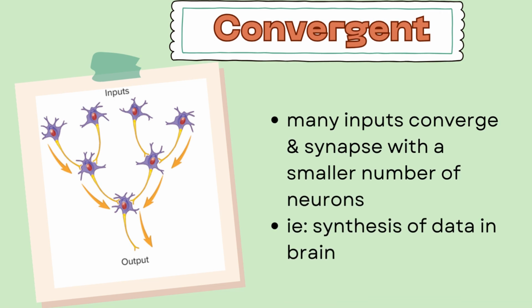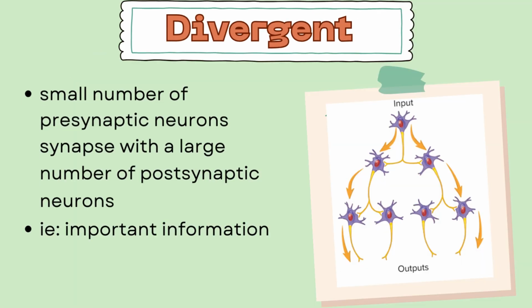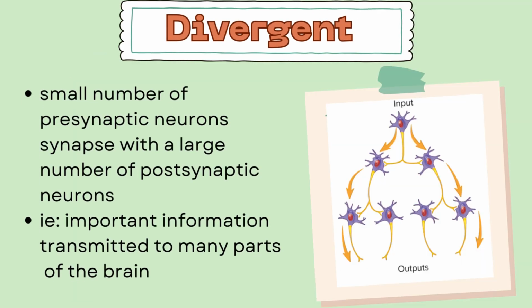In convergent circuits, many inputs converge and synapse with a smaller number of neurons. An example is the brain taking several clues like temperature, being cold, no flowers are blooming, no leaves are on the trees, and holiday decorations are out, and then deciding that it is winter. A divergent circuit is when a small number of neurons synapse with a larger number of neurons. An example of this type of circuit is when important information is transmitted to many parts of the brain.